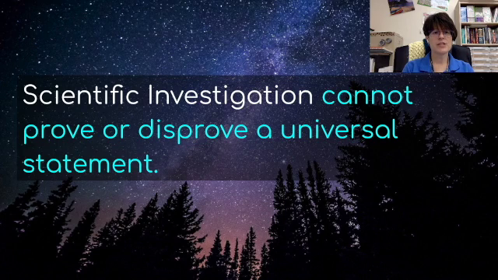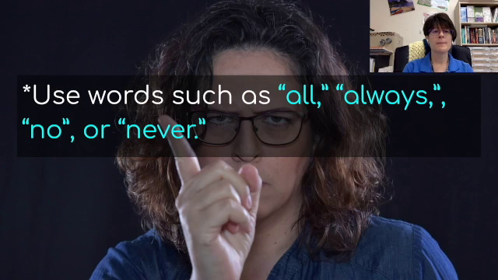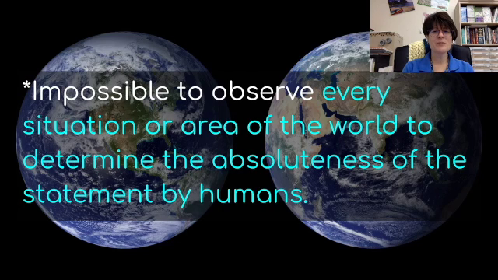Also, scientific investigation cannot prove or disprove a universal statement. And so, what's a universal statement? These are words such as all, always, no, or never. These are also those words we tell you to be careful of on true false questions or even on tests, these universal statements. A lot of times they are false. Why is that? Because it's impossible to observe every situation or area of the world to determine the absoluteness of the statement. So we could say all or always, but we cannot observe everything, so we don't necessarily know.